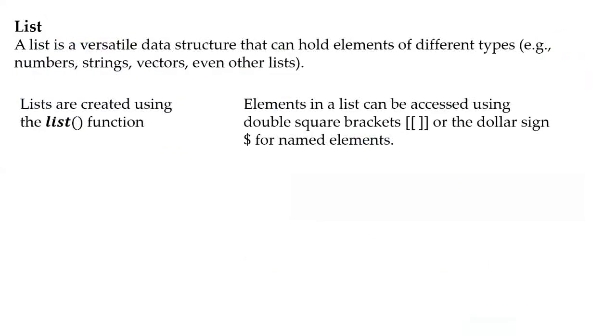So our next data structure is a list. A list is a versatile data structure that can hold elements of different types. So you can hold a vector in a list. You can hold a matrix in a list. You can hold another list in a list. Or you can hold individual items in a list. You can hold a single number, a single text, any data type that you want to hold, you can hold it in a list.